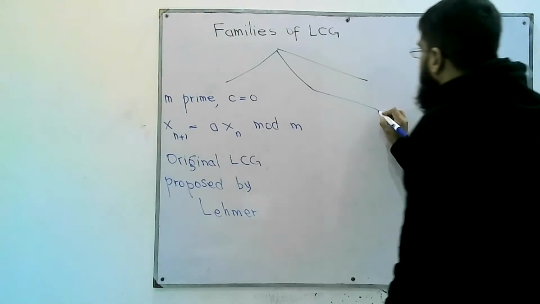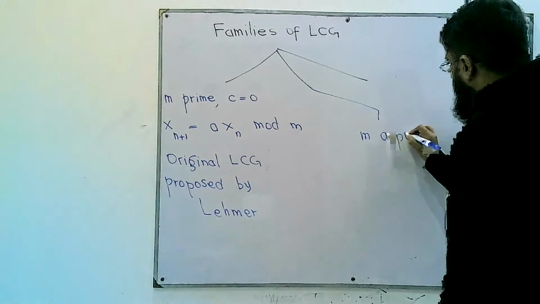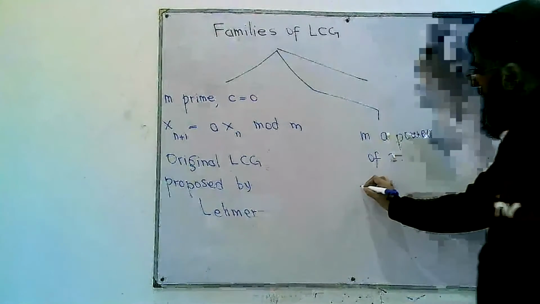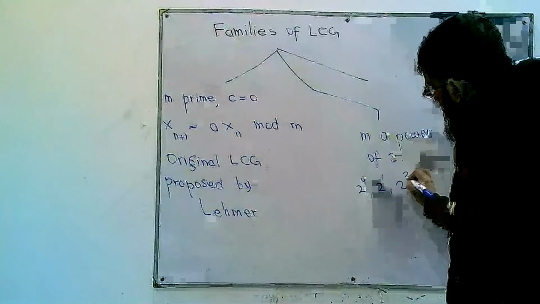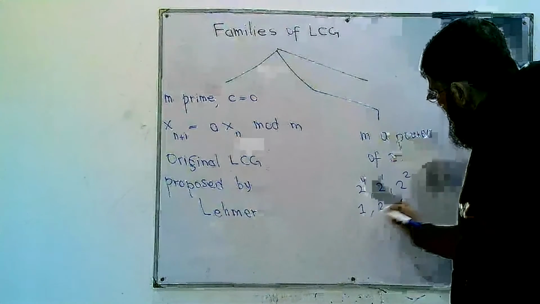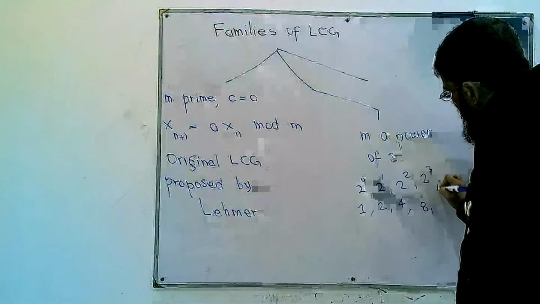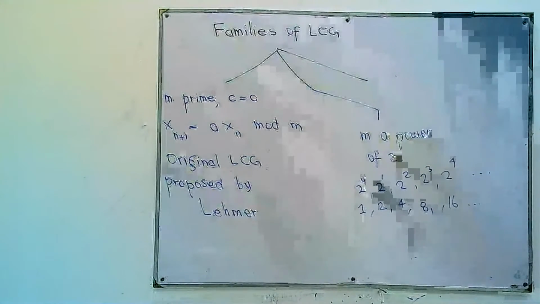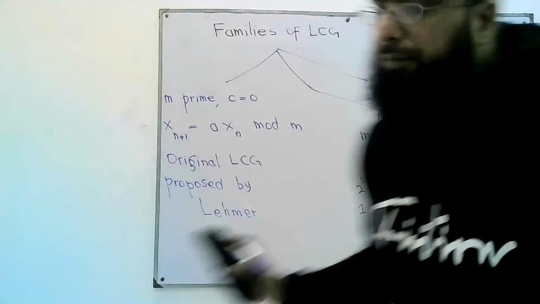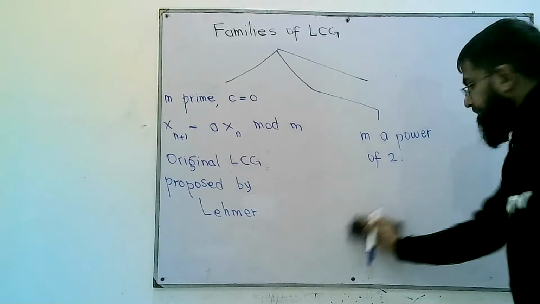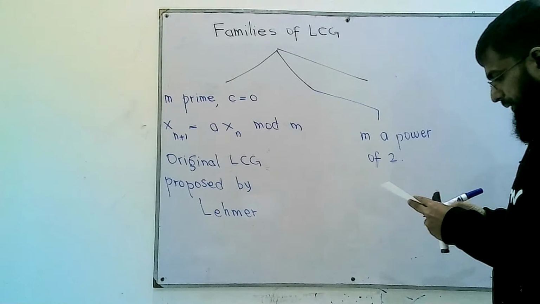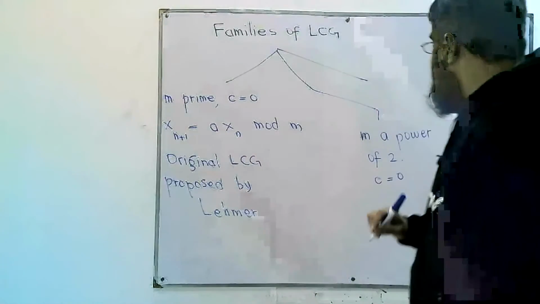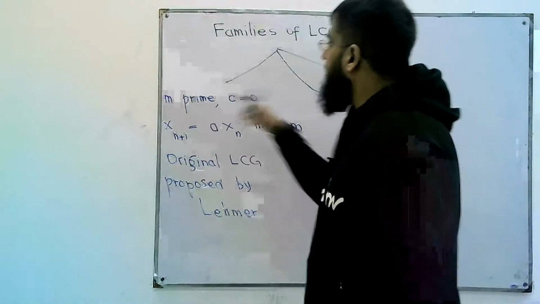Or the second is m a power of 2. What does power of 2 mean? 2 to the 0, 2 to the 1, 2 to the 2, meaning 1, 2, 4, 8, 2 to the 3 is 8, 2 to the 4 is 16. So m is a power of 2 and c is equal to 0. It will be a x_n mod m, but m is a power of 2. Here m is prime.